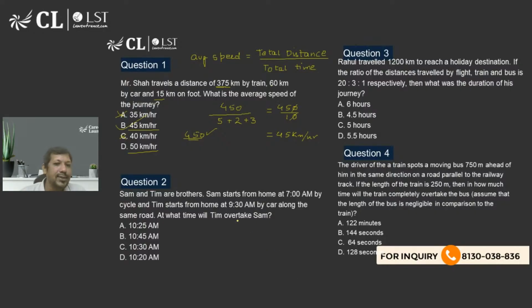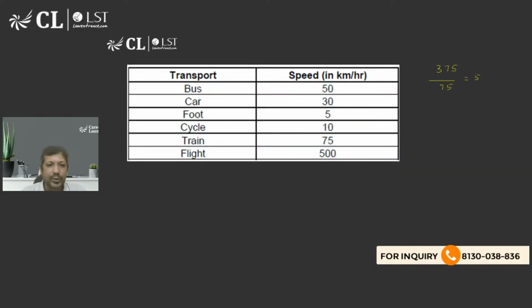What does it say? Sam and Tim are brothers. Sam starts at 7 on a bicycle, and Tim starts at 9:30 by car. At what time will Tim overtake Sam? We are talking about cycle and car.